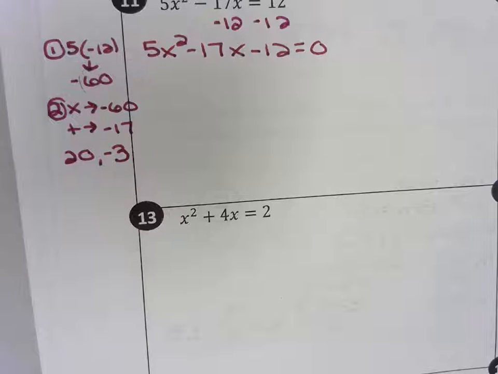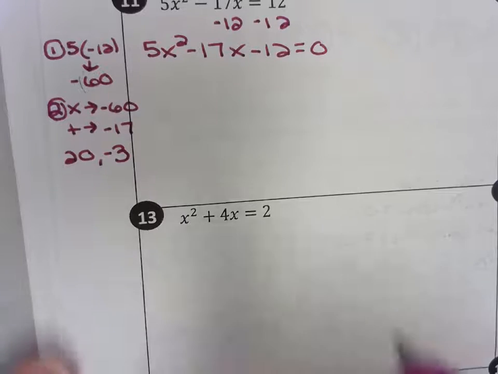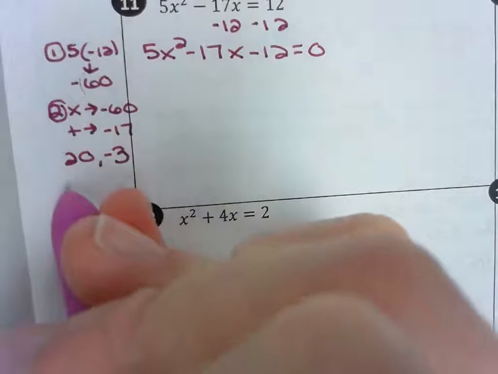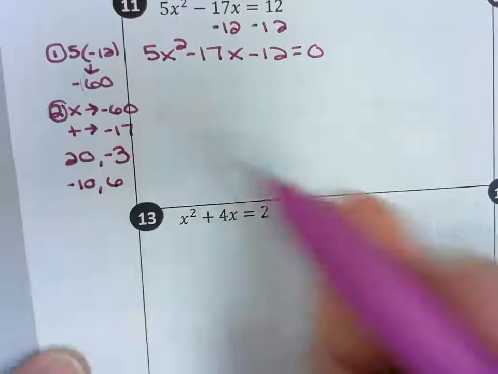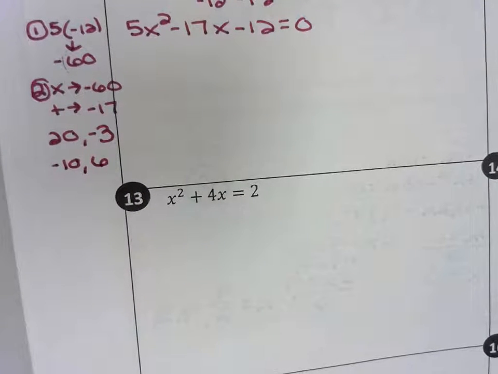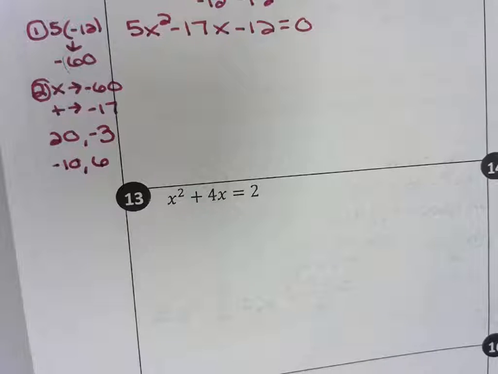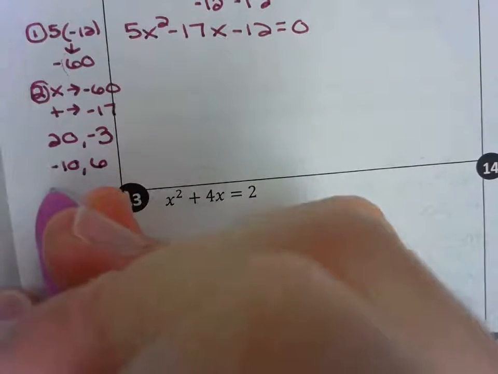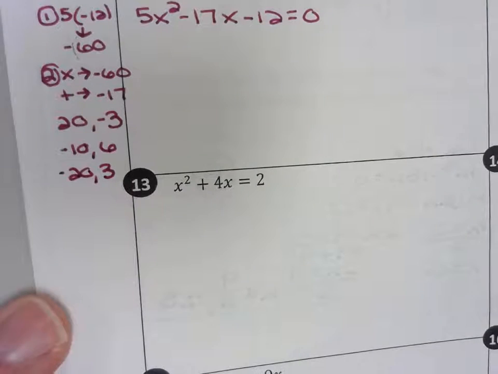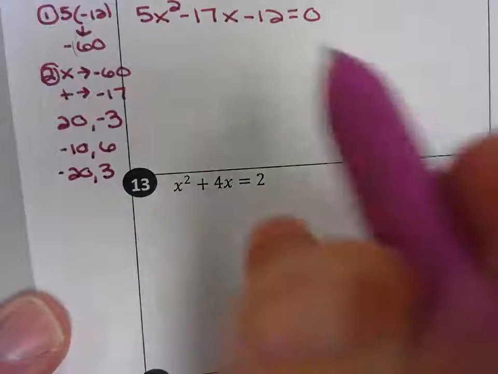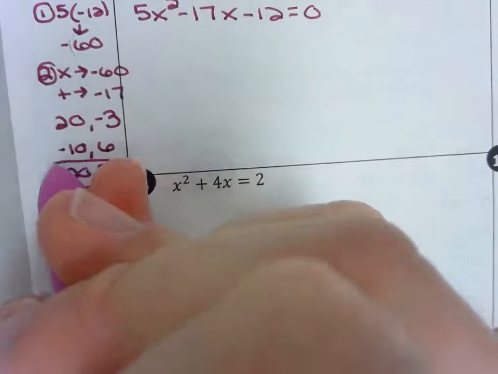What else multiplies to give me -60? 10 and 6. What are my signs going to have to be? So will -10 and a +6 ever add to give me -17? No. So keep thinking. What are some other things that multiply to give me -60? -20 and 3. They multiply to give me -60. Do they add to give me a -17? Yes. So those are my two numbers.